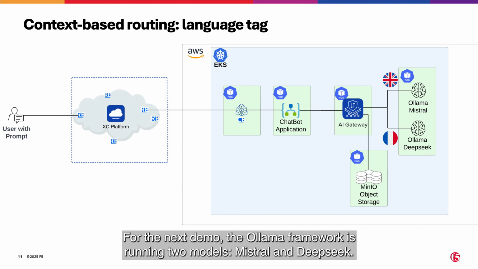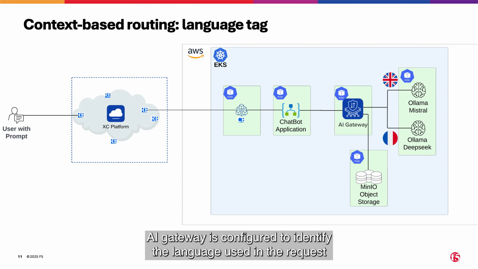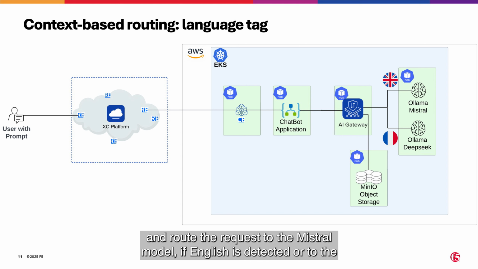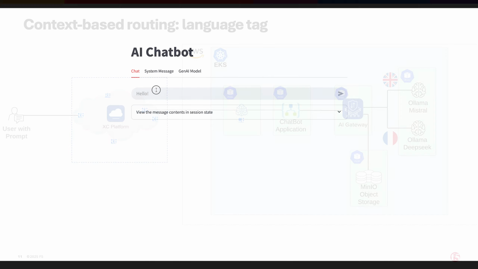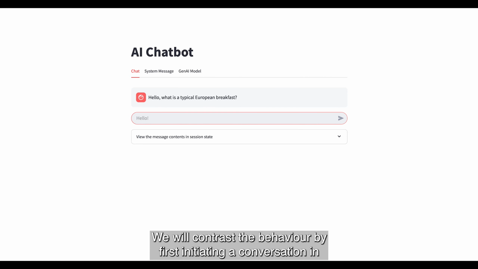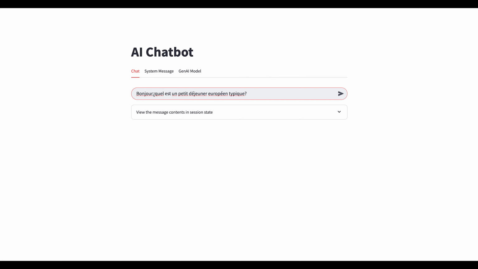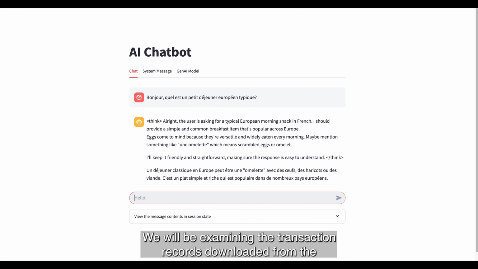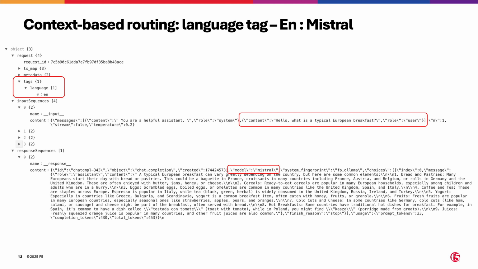For the next demo, the Ollama framework is running two models, Mistral and DeepSeek. AI Gateway is configured to identify the language used in the request and route the request to the Mistral model if English is detected, or to the DeepSeek model if French is detected. We will contrast the behavior by first initiating a conversation in English and then a new one in French. We will be examining the transaction records downloaded from the object storage used for audit.